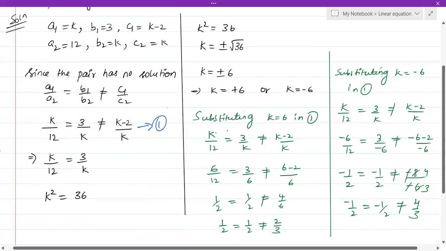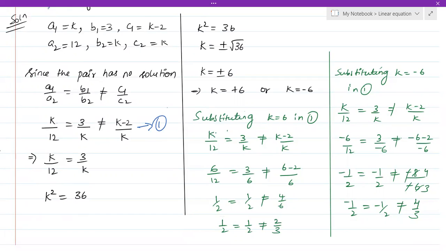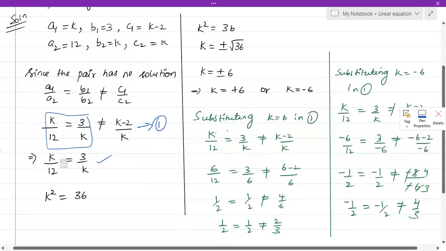Here we are going to take any two that we wish, the first two or the next two. It's our wish. There are three things here: K by 12 is equal to 3 by K is equal to K minus 2 by K. Let's take any two things. Let me take the first two. K by 12 is equal to 3 by K. Then I'm going to cross multiply. K into K is K square, 12 into 3 will become 36. That's what we have done.